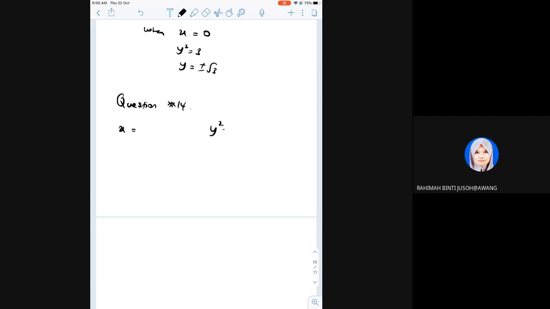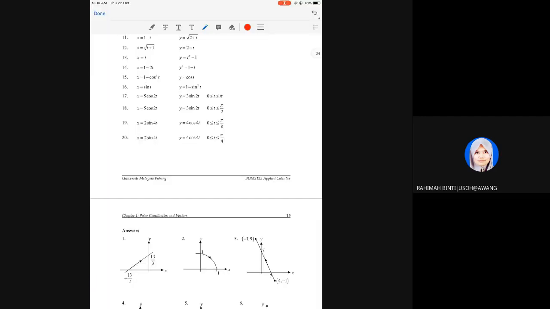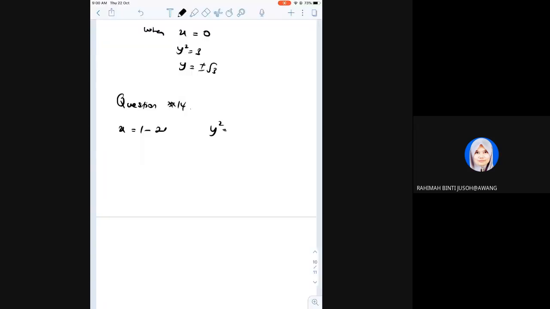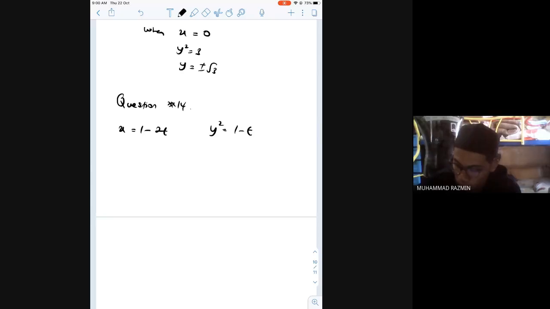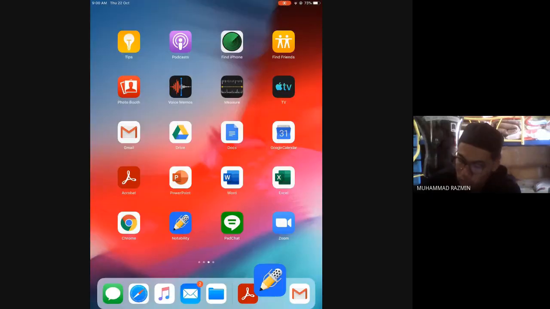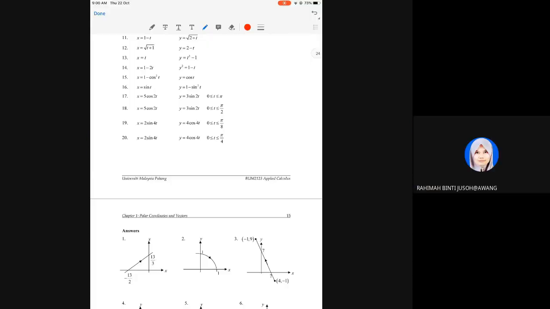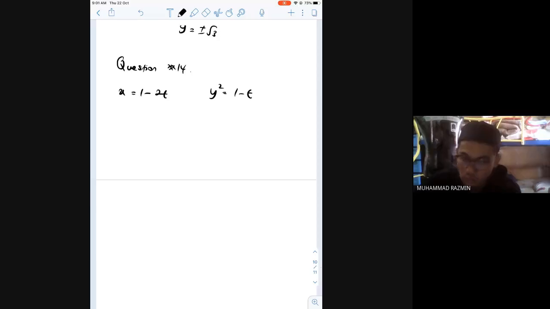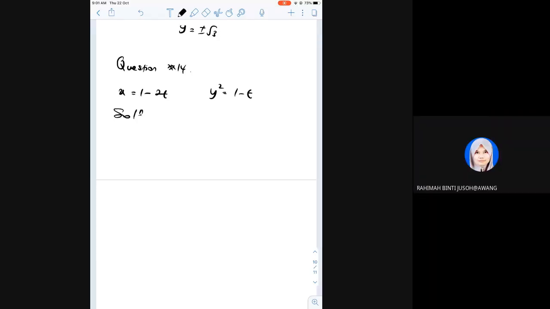X equals to 1 minus 2t, Y squared equals to 1 minus t. Dua negatif ni, betul tak? So, solution. Which one you nak ambil t tu? X ke Y? Y. Betul. Kalau saya pun saya ambil Y. Dia senang. Dia tak ada perkali bagi, dia tak ada coefficient for T.